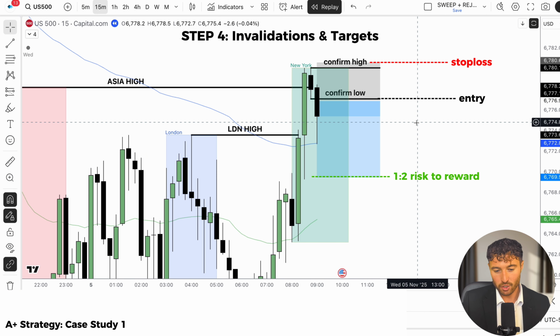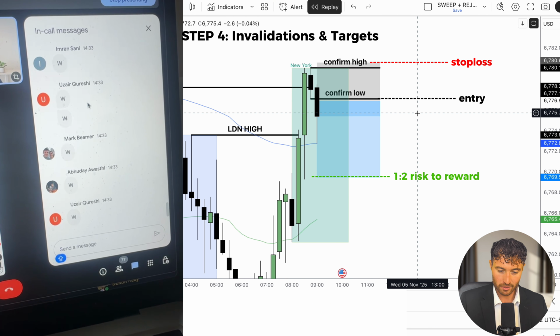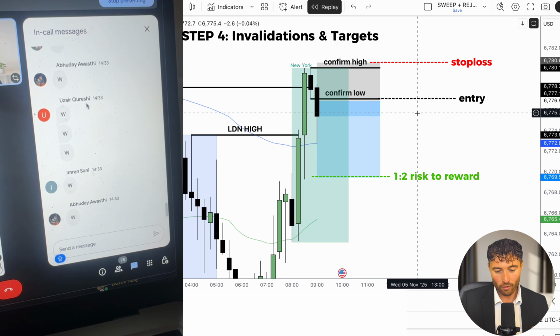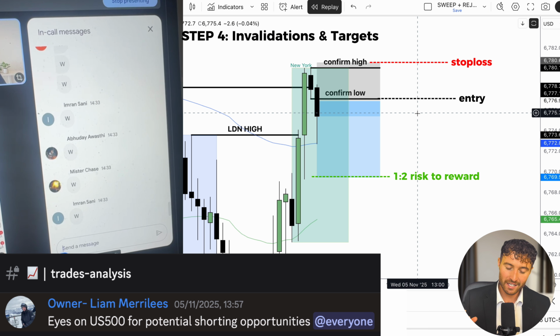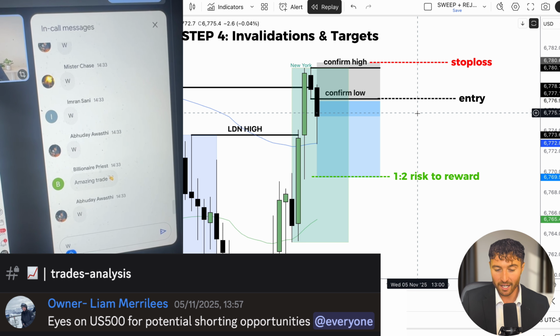Okay, so I was tagged short in this trade right here, and I actually took this on a live stream with all of my students. And I also sent a notification to all of our members to let them know that we need to start paying attention to US 500 on ES, because we may have a potential shorting opportunity. And then it's just a case of setting and forgetting this trade.